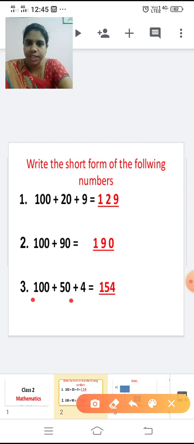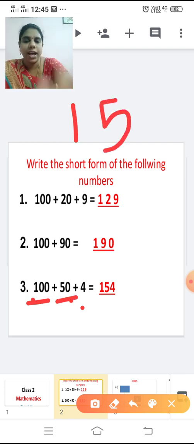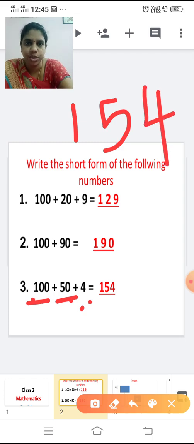100 plus 50 plus 4. This is an expanded form. This we are going to write in the short form. What is the face value of 100? Face value is 1. And for 50, face value is 5. And for 4, the face value is 4. So the short form is 154. I think you all know to write the short form of a number, right children?